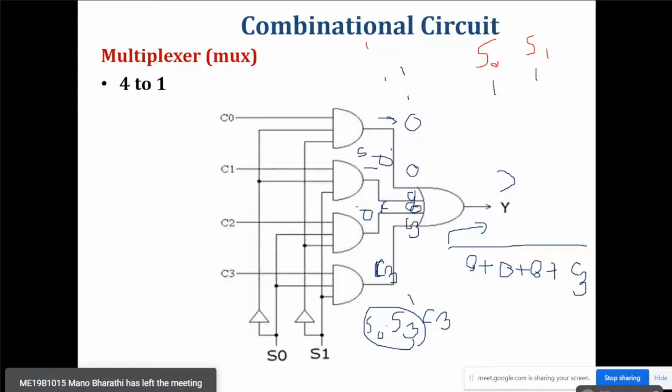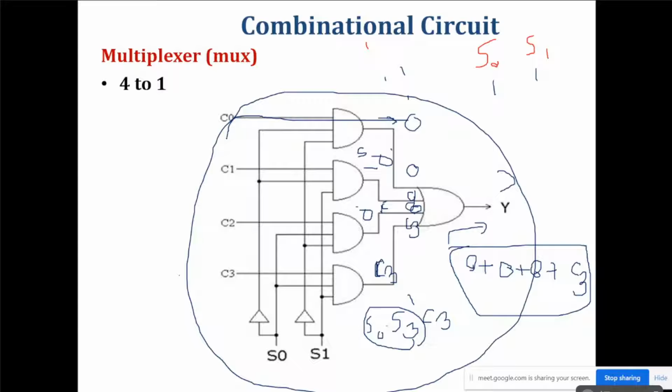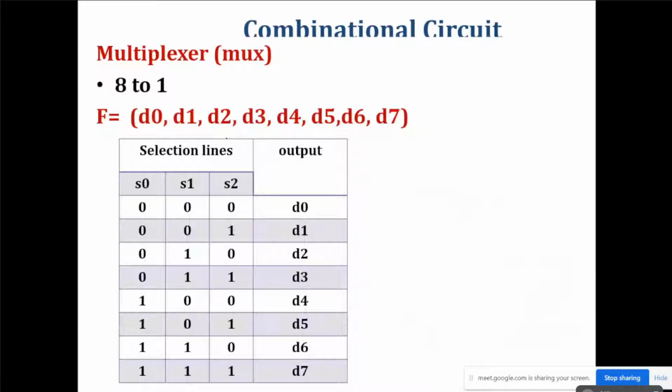So this is the 4 cross 1 or 4 to 1 multiplexer implementation with the use of different gates. Okay, so this is the implementation of 4 cross 1 mux. So what about the 8 cross 1 mux?